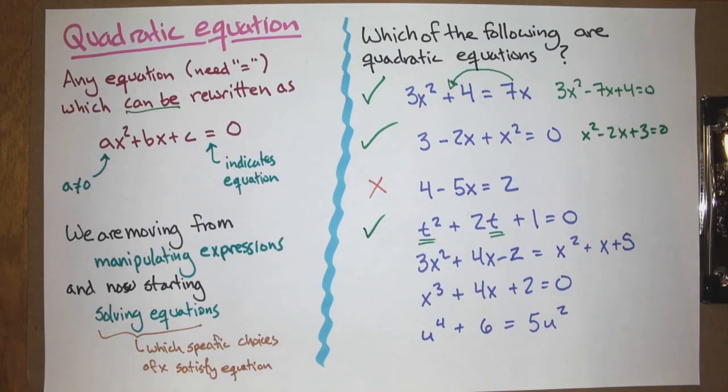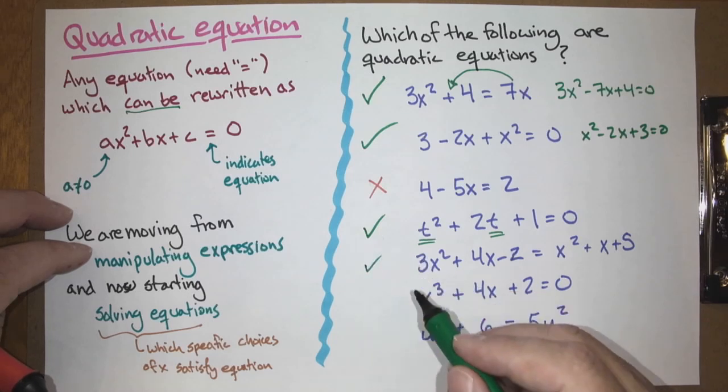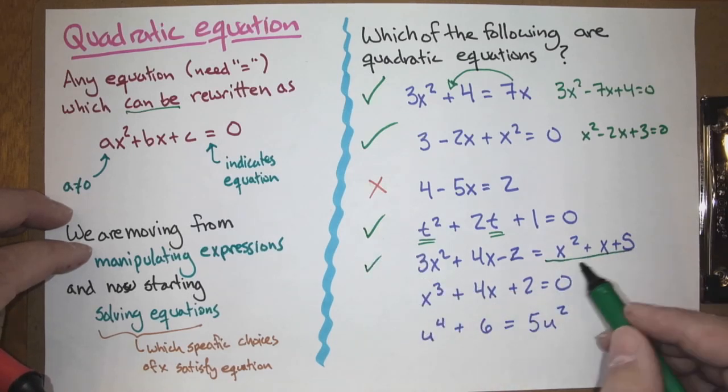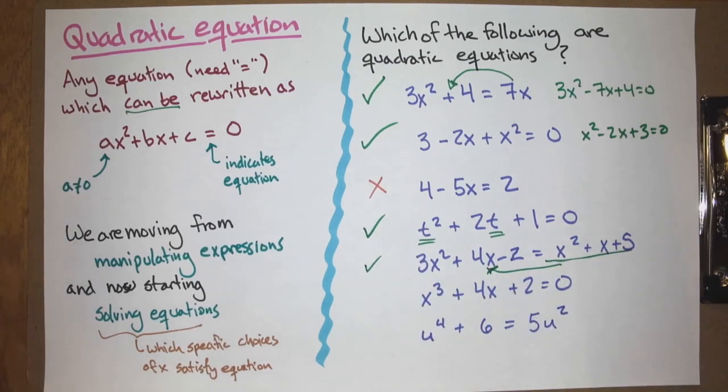3x squared plus 4x minus 2 equals x squared plus x plus 5. Is this a quadratic? Yes. What can you do? Yeah, just move everything to one side. Life is good. x cubed plus 4x plus 2 equals 0.